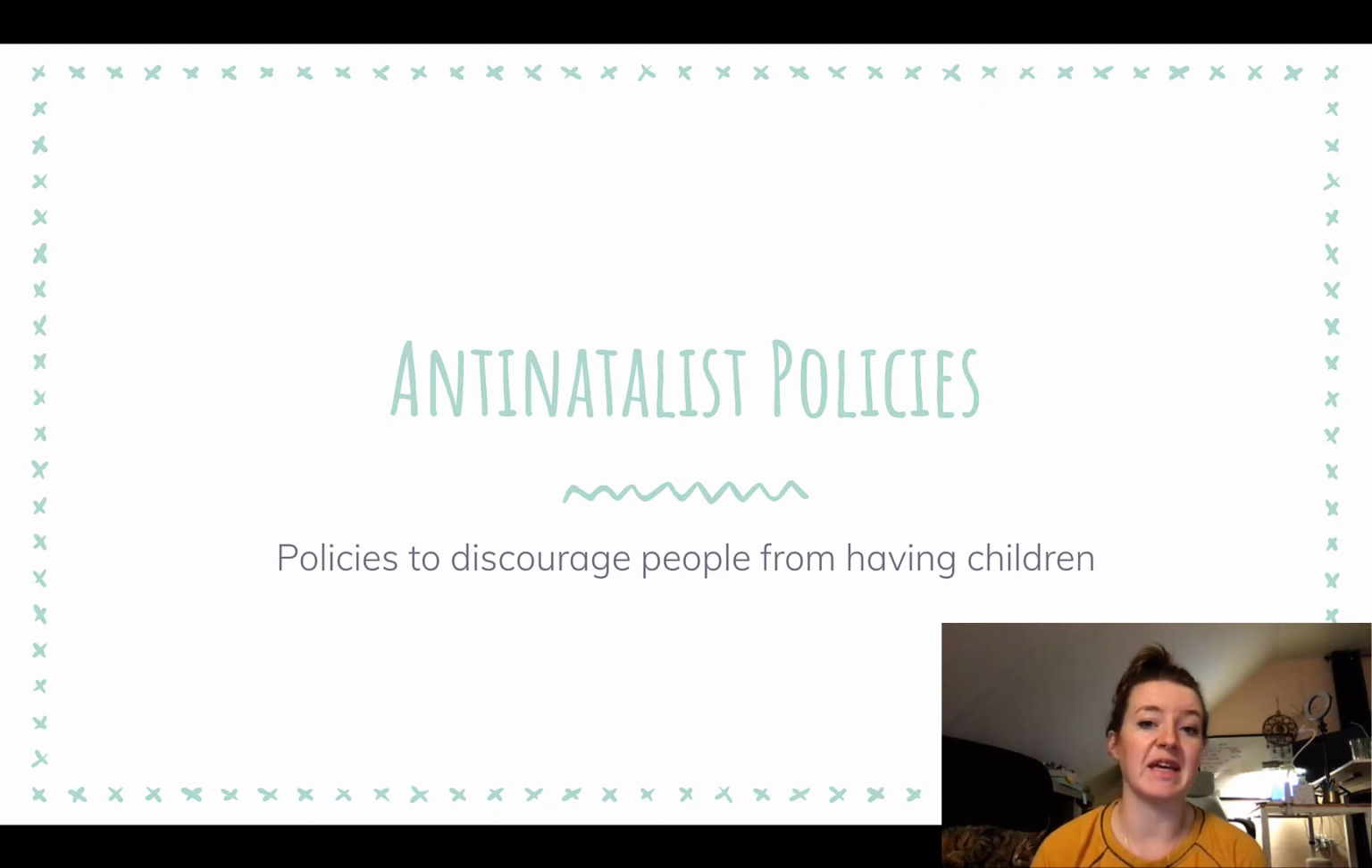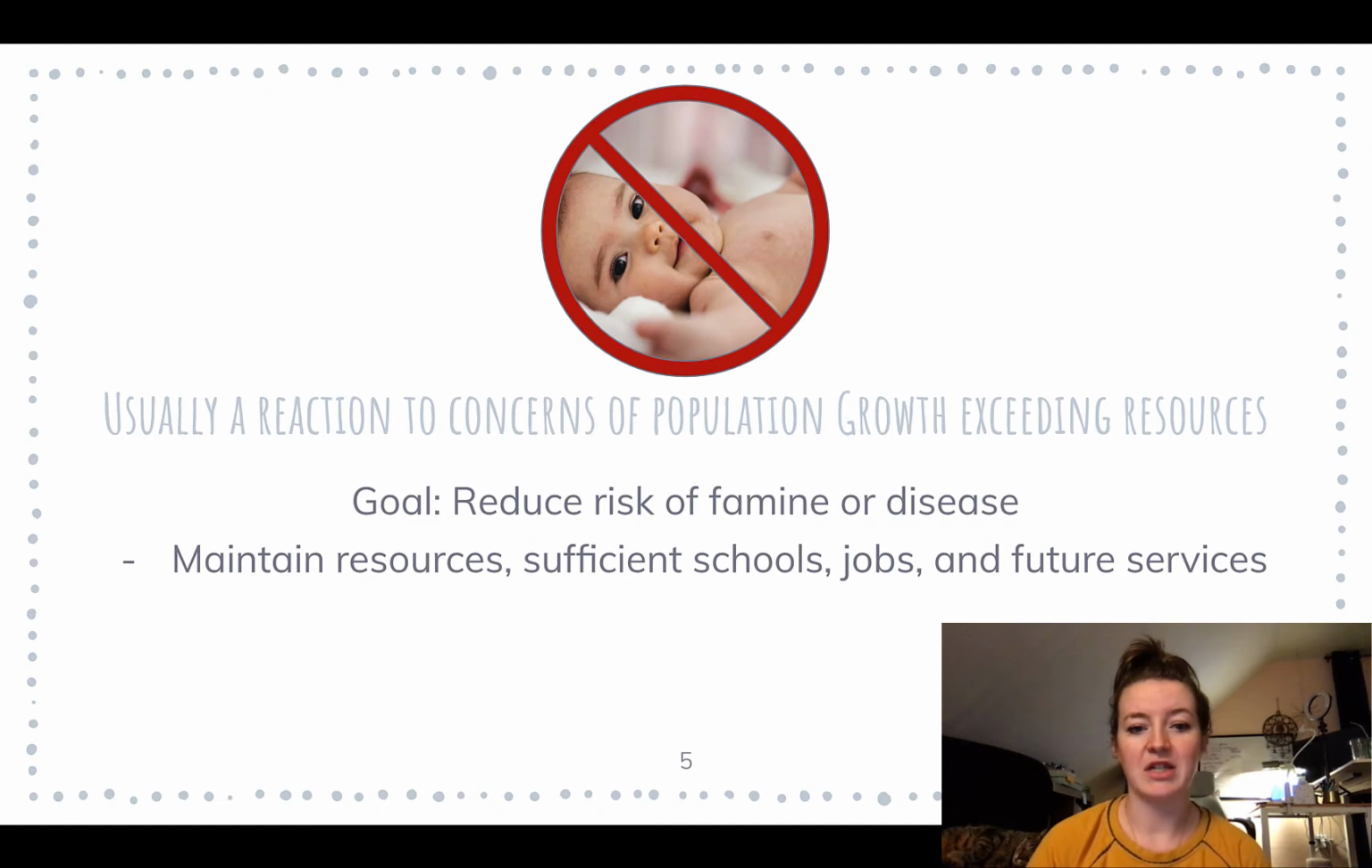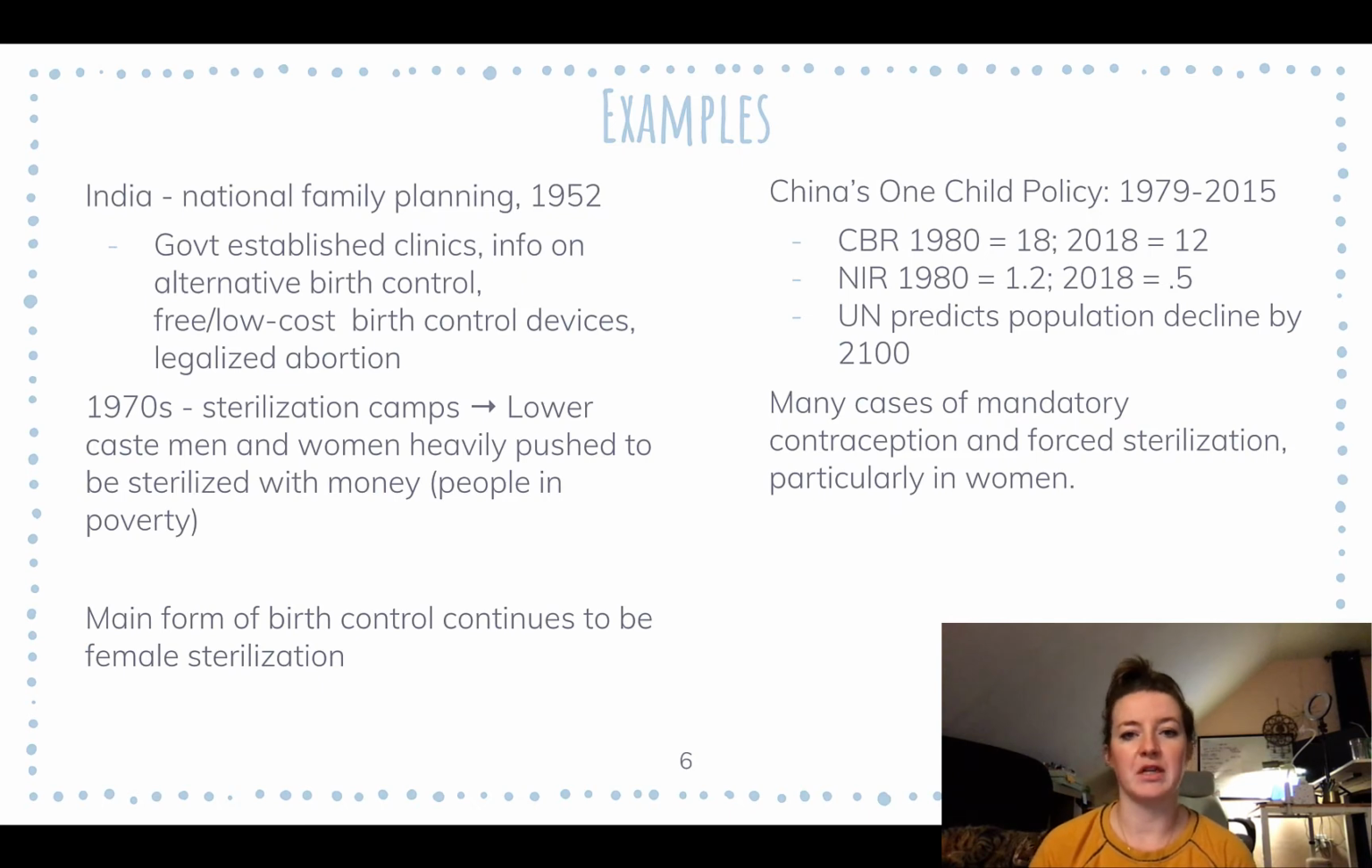So we're going to start with antinatalist policies, and remember that natal means birth, anti would be against birth. So these are policies that are discouraging people from having children. These are usually reactions to concerns about population growth exceeding resources. So the goal is to reduce risk from famine or disease and to maintain resources, sufficient schools, jobs, and future services.